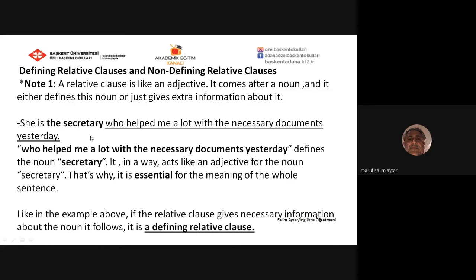She is the secretary who helped me a lot with the necessary documents yesterday. Who helped me a lot with the necessary documents yesterday defines the noun secretary. It, in a way, acts like an adjective for the noun secretary. That's why it is essential, it is important for the meaning of the whole sentence. Like in the example above, if the relative clause gives necessary information about the noun it follows, it is a defining relative clause.